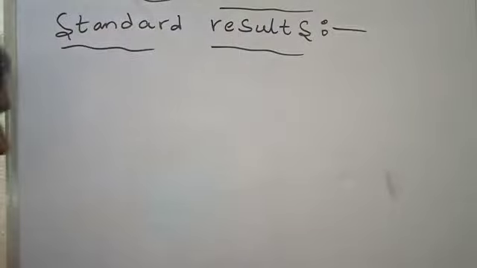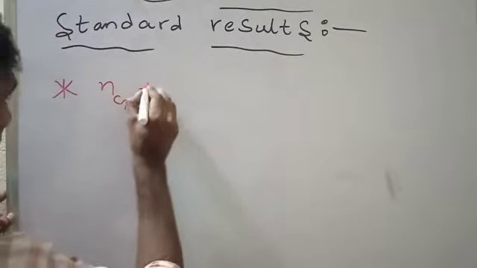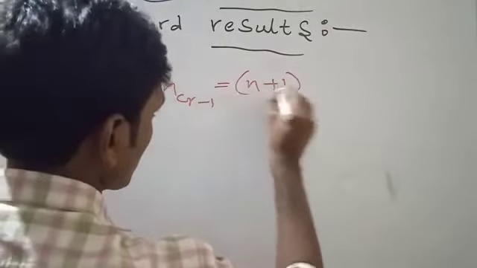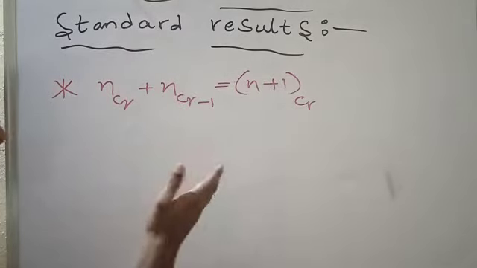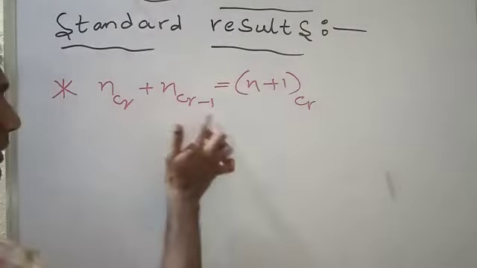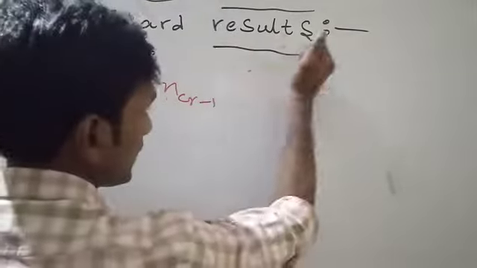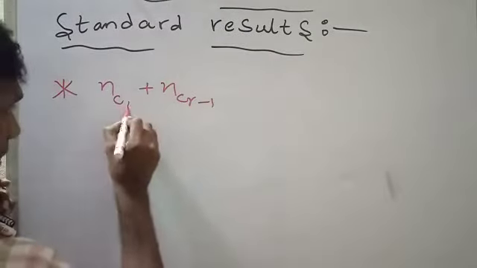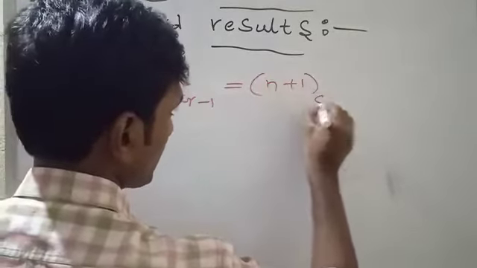See the next one. The next standard result for the binomial coefficients is nCr plus nC(r-1) equals (n+1)Cr. If the given expression is in the form of nCr plus nC(r-1), it is equal to (n+1)Cr.